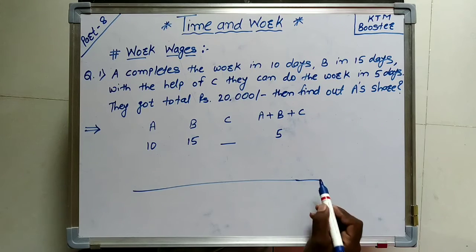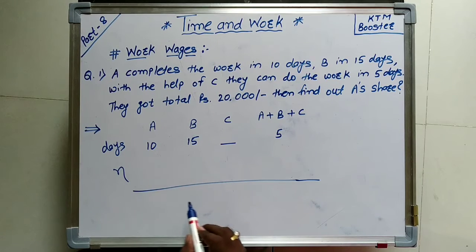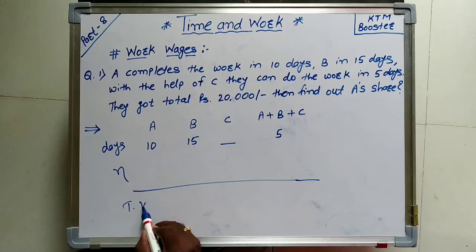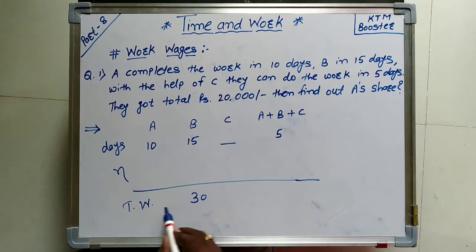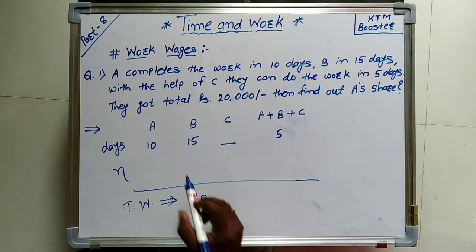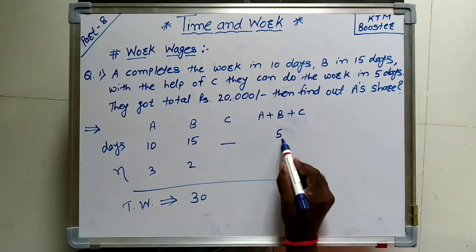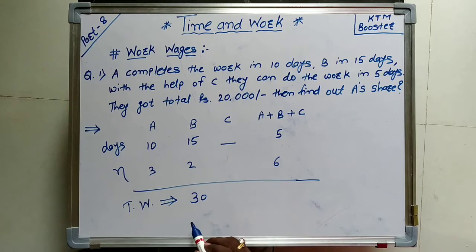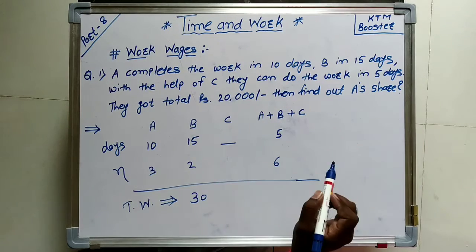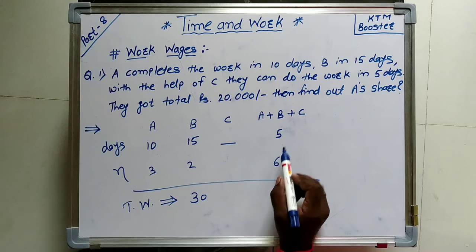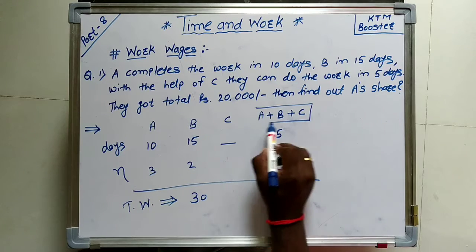Now we will take the LCM. This is the number of days, and here we will take the efficiency. 10, 15, 5, we will take 30 as the total work. 10 3s are 30, 15 2s are 30 and 5 6s are 30. With the help of C, they can complete the work in 5 days, so 6 is the efficiency of A, B and C together.